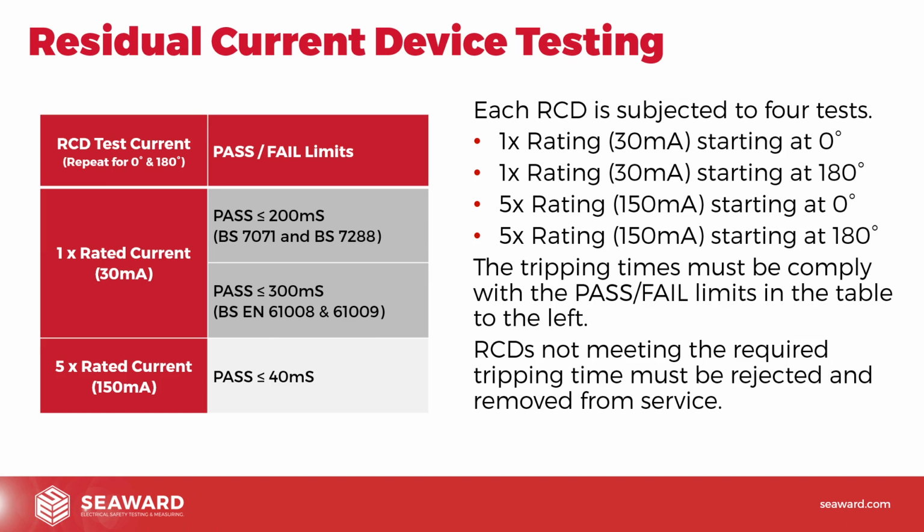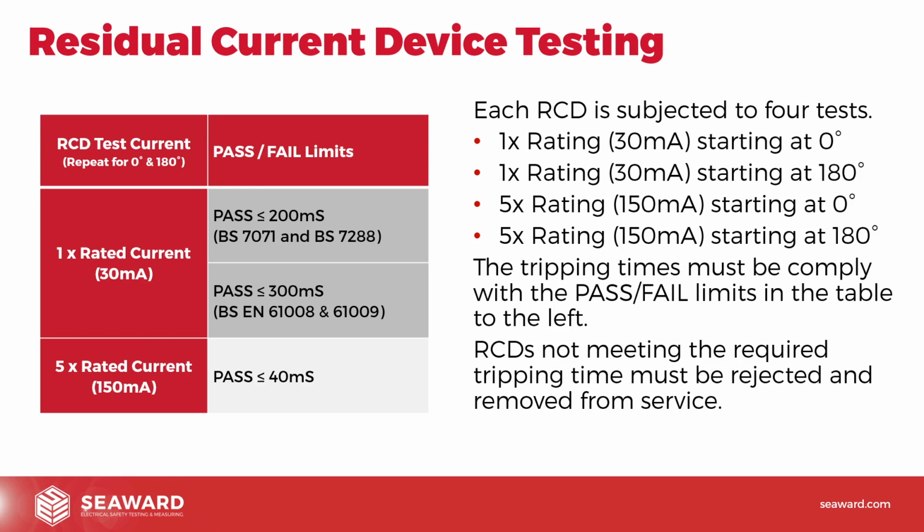We then repeat those tests at 5 times the rating, so with a test current of 150 milliamps starting at 0 degrees, again to test the positive half, and at 180 degrees, again testing the negative half. The tripping times must comply with the pass-fail limits in the table to the left.